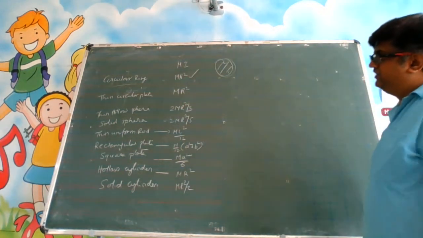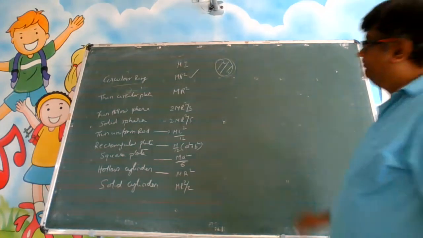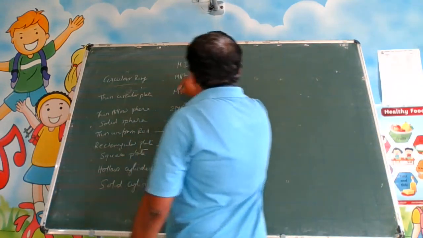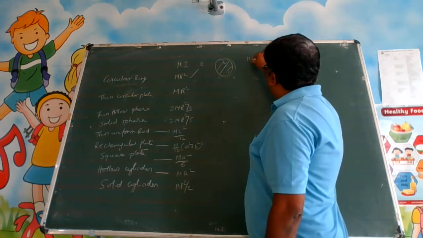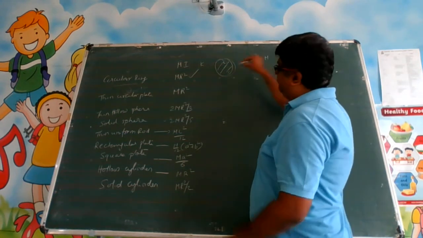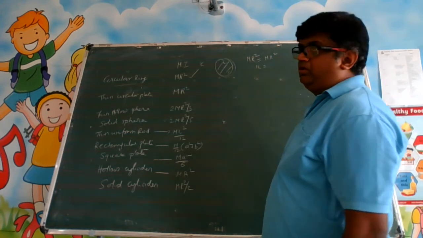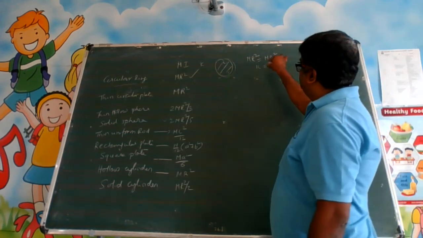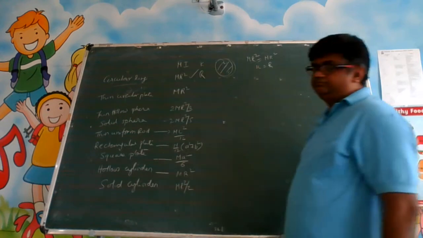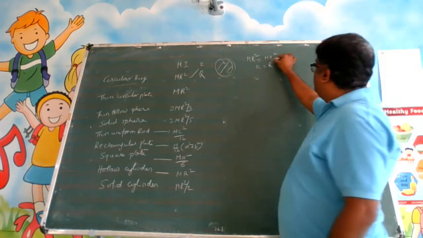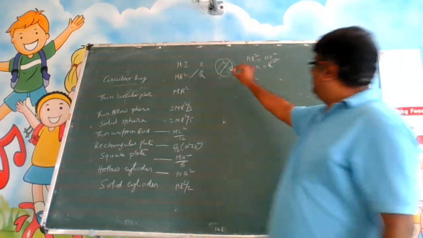So suppose someone asks what is the k value here? We will write the k value here. You should do it like this. MR square is equal to the general formula for any object, which is MK square. That means k should be equal to what? R. So here the k value will be R. This is the general formula for any shape.